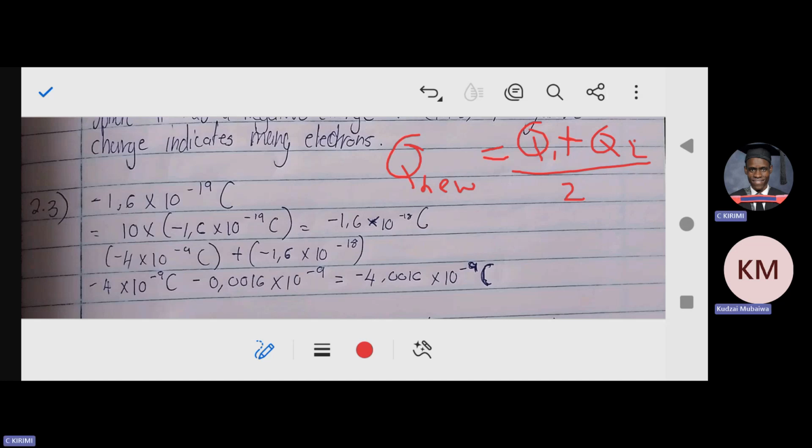Then we said the number of electrons which are going to be transferred, Ne, is equal to the charge which was transferred during contact. How much charge was transferred? We said the final, which is this Q new, minus the initial, divided by the charge Q on an electron, which is negative. This is the Q we are talking about, QE, the charge of an electron.